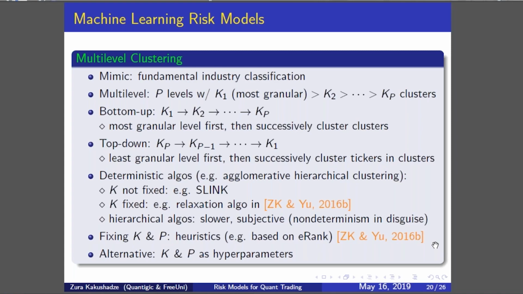So say you have 2,000 tickers in your universe, you construct the first, most granular level of clustering. So you have, say, 200 clusters, and then you successively cluster those clusters into less granular clusters. Another way of doing it is to do top down, which is you construct the least granular level first. So say you have 2,000 tickers, you construct 10 clusters, and each of them on average have 200 tickers in them, and then you successively cluster the tickers within each cluster to a more and more granular level. So these are the two ways of constructing these multi-level clustering schemes.